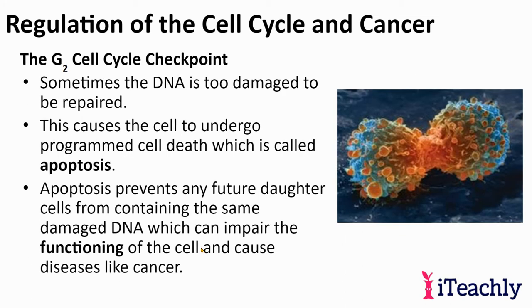Okay, so sometimes the DNA is too damaged to be repaired, and this causes the cell to undergo programmed cell death, which is called apoptosis. So apoptosis prevents any further daughter cells from containing the same damaged DNA, which can impair the functioning of the cell and cause diseases like cancer. So if something is so damaged, you need to get rid of it so it doesn't keep copying itself, which is what happens with cancer.